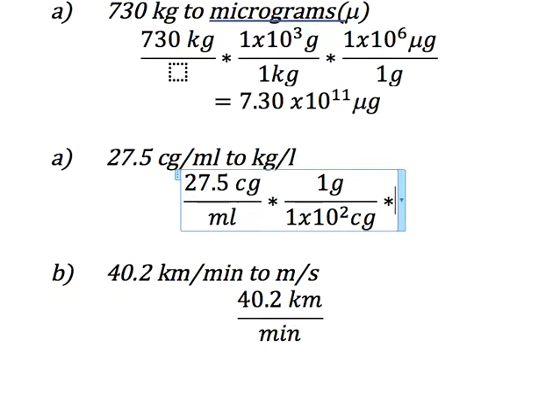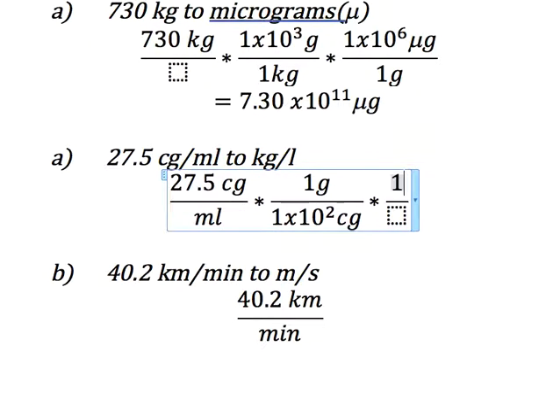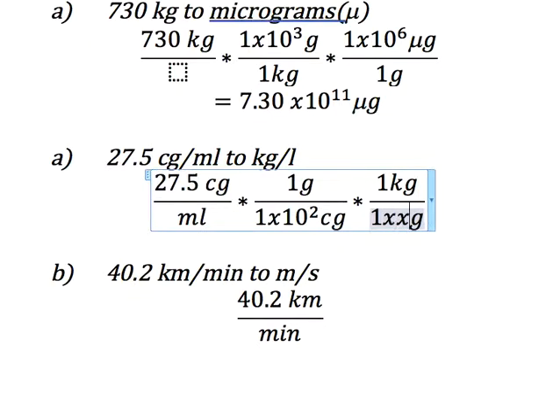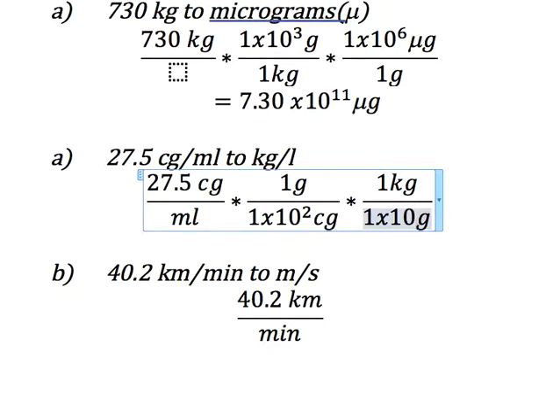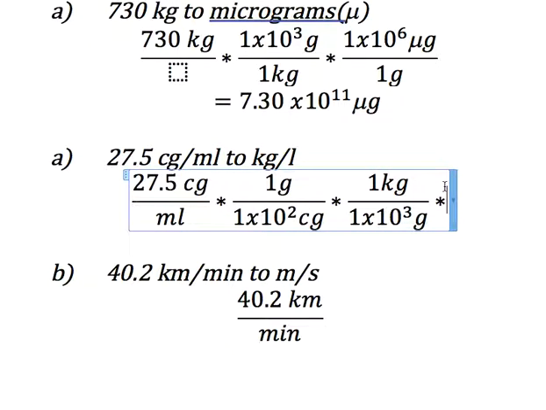And now I need to go to kilograms. Excuse me, 1 kilogram on top, and I'm going to get rid of grams. So grams are on the bottom, and it takes 1,000 grams to make a kilogram. All right, so if you notice now, I'm 2 conversion factors in, and I've switched centigrams to kilograms. But I now need to change my milliliters to liters on the bottom. So I've got another conversion factor to go.